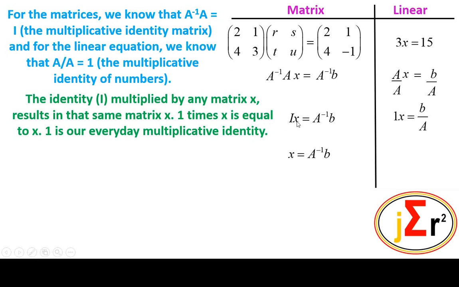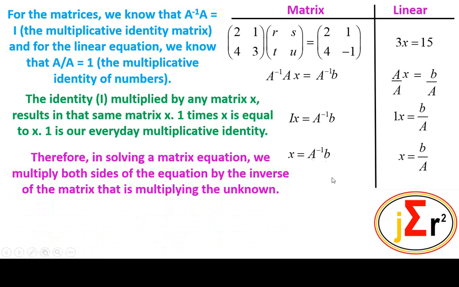Identity times X results in X, and 1, which is our regular everyday multiplicative identity, times X is also X. The only thing that we need to do in order to find X is to find this matrix product, and we are finished. Therefore, in solving a matrix equation, we multiply both sides of the equation by the inverse of the matrix that is multiplying the unknown. This is the matrix that is multiplying the unknown.